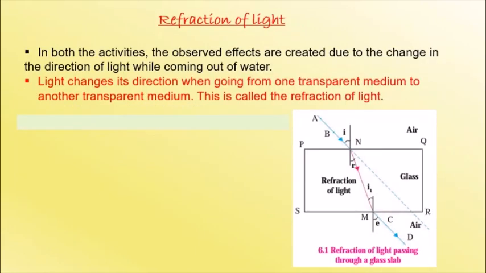Now we have another activity to understand the refraction of light. This activity is by using a glass slab. So we have to keep a glass slab on a blank paper, and you have to draw its outline as is shown in the figure PQRS. Then you have to draw an inclined straight line on the side of PQ, in such a manner that it should intersect PQ at N.